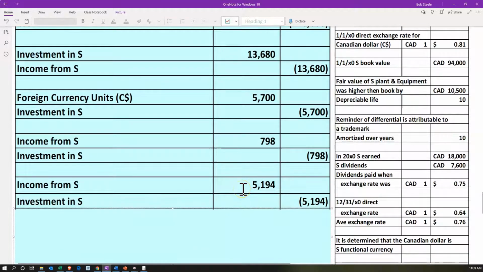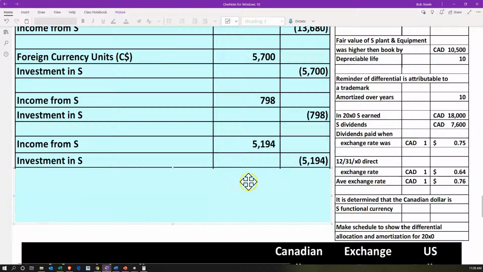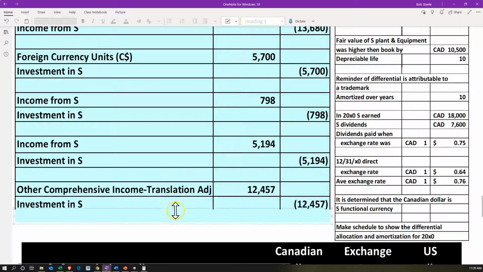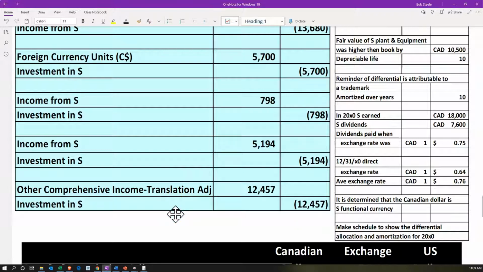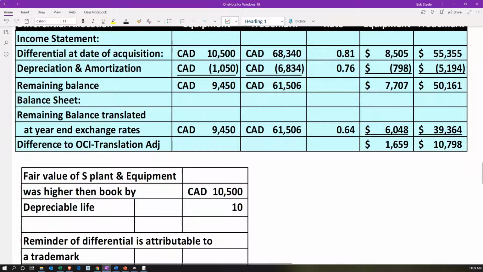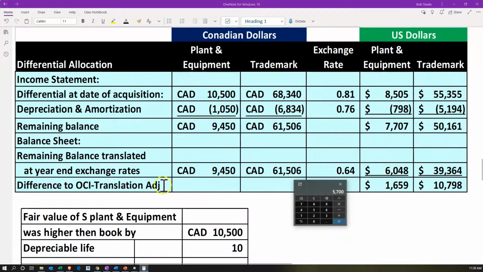It's going to be decreasing the income from S, decreasing the investment in S. Then we're going to have the other comprehensive. This is going to be our translation adjustment that we're going to have to put in place. And you'll see that we recorded that. Remember up here, we said that we had this difference because of this change that we made up here. And so we're going to have this differential to the other comprehensive income.